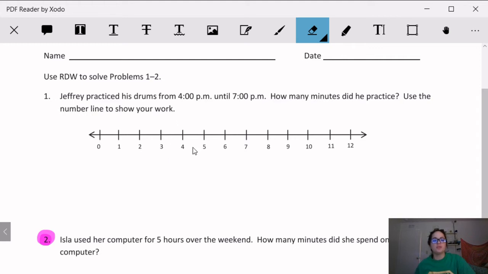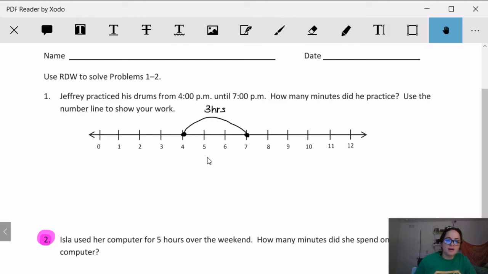Okay, so here we are going to use this number line to model from what time until what time to see how many hours he practiced and then turn that into minutes. He practiced from 4 p.m. So I'm going to model 4 p.m. on my number line until 7 p.m. Remember, it's asking how many minutes did he practice. This number line is just showing our hours. And if I look from 4 to 7, that is 3 hours. So now I'm asking, okay, 3 hours is equal to how many minutes?